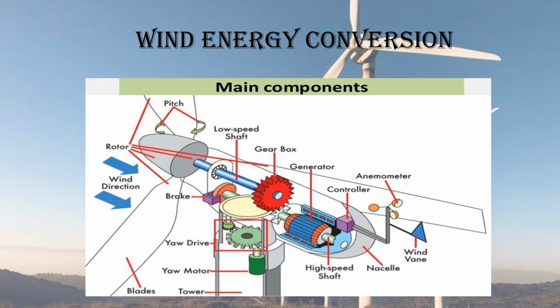Brakes stop the rotation of the shaft in case of power overload or system failure. The tower supports the rotor and nacelle and lifts the entire setup to a higher elevation where the blades can safely clear the ground.